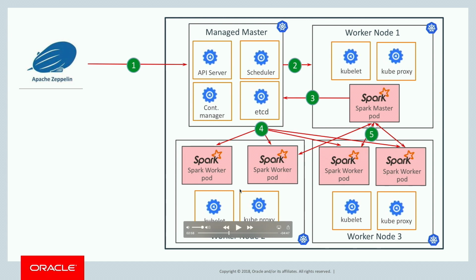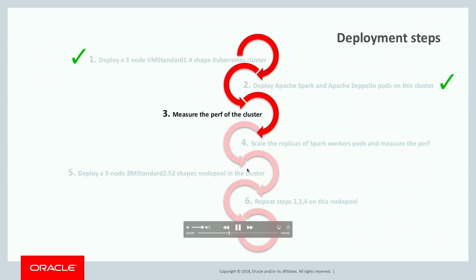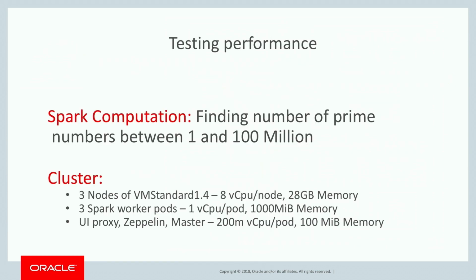One second, let me pause it. It's going a little fast. So the Spark master pod is going to give the control to the Kubernetes master, and the master actually deploys the worker pods. And subsequently the master pod and the worker pods are going to communicate with one another. Here is the Spark computation we're going to run.